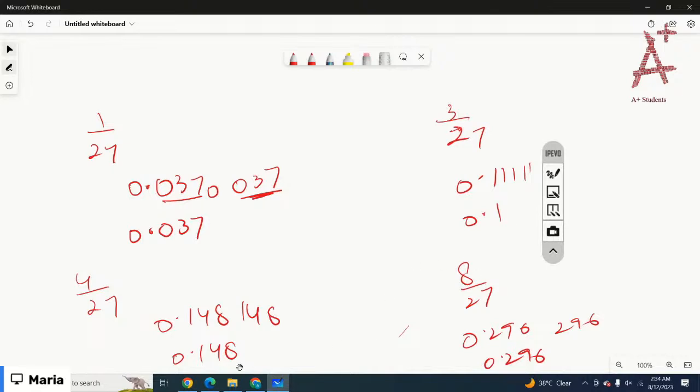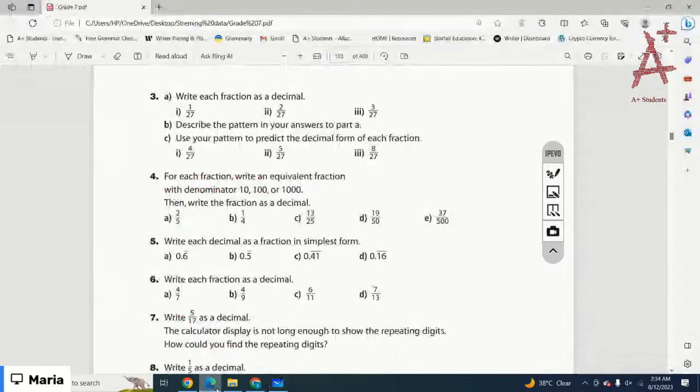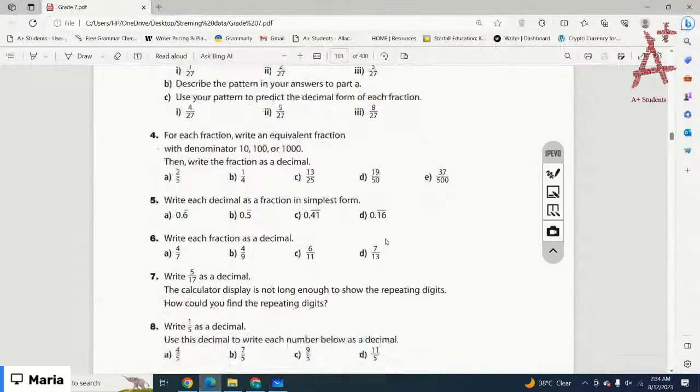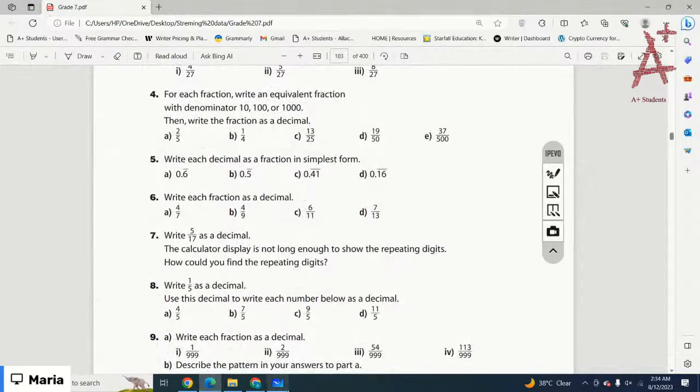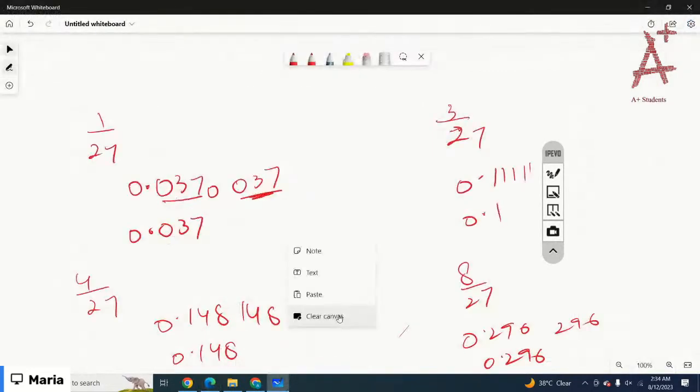Okay, let me be quick. We'll start with question number 4. For each fraction, write an equivalent fraction with denominator 10, 100 or 1000, 2 by 5. Okay, you have to write down the equivalent fractions.